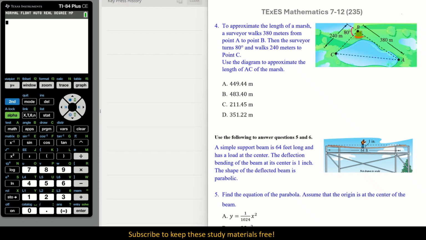So this means that here where B is, that angle must be 100 degrees, okay? Because 180 minus 80 is 100. Now, the formula that you use is the law of cosine, which you will find on your formula sheet that is provided for you. It'll be in the resources in the computer.